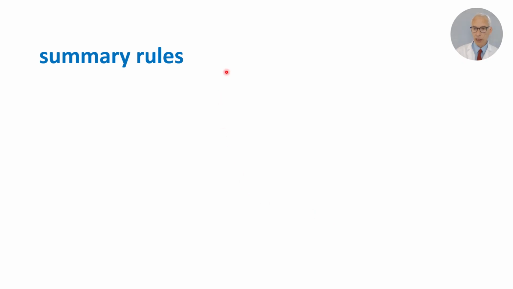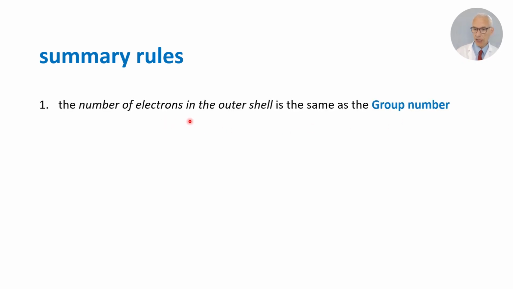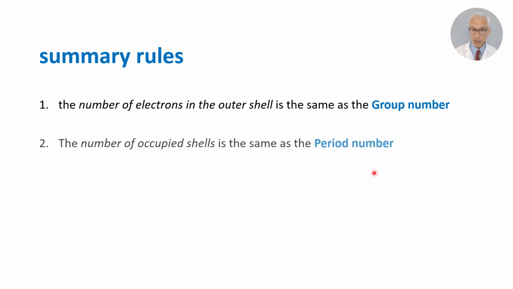So if we summarize the rules for explaining the position of, or finding the position of an element within the periodic table. The first one is that the numbers of electrons in the outer shell is the same as the group number. The second rule is that the number of occupied shells is the same as the period number. The horizontal row is the period number. The vertical column is the group number.